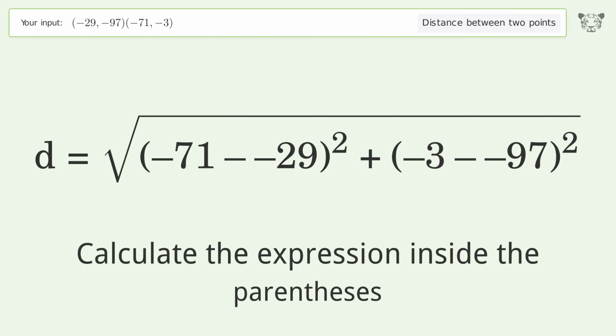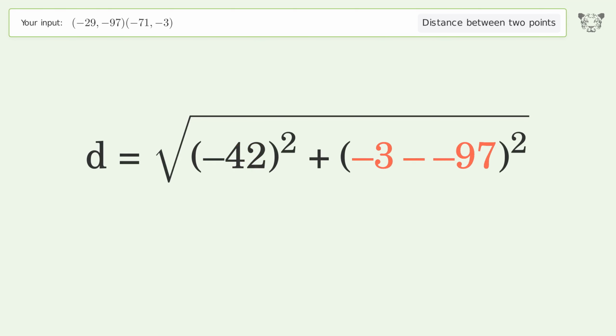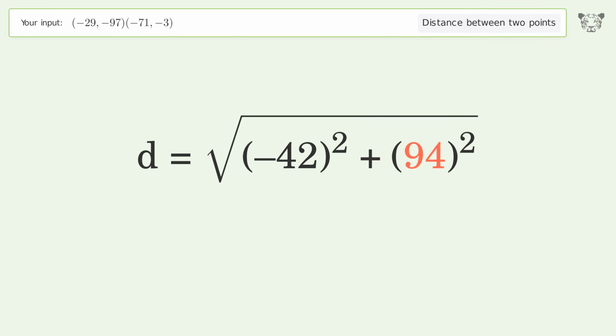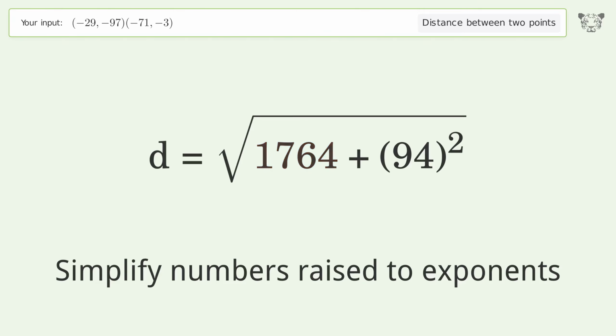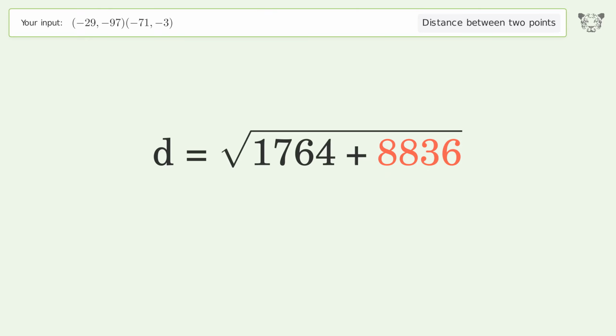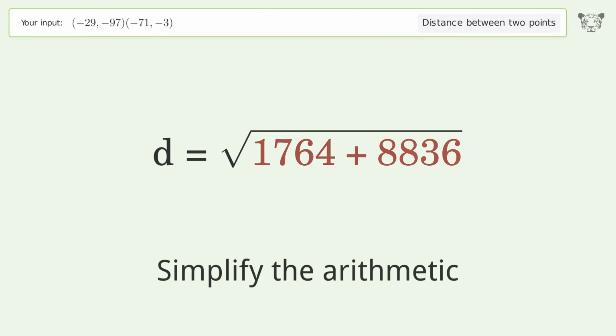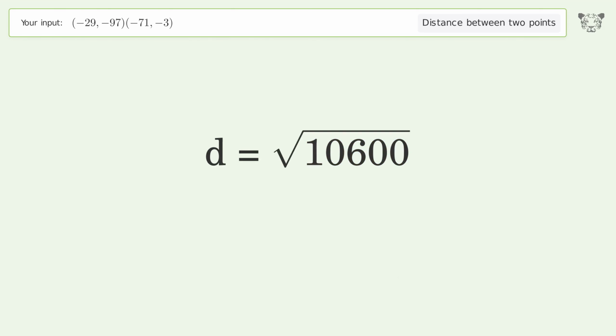Calculate the expression inside the parentheses. Simplify numbers raised to exponents. Simplify the arithmetic. And so the distance between the 2 points is the square root of 10,600 or 102.956.